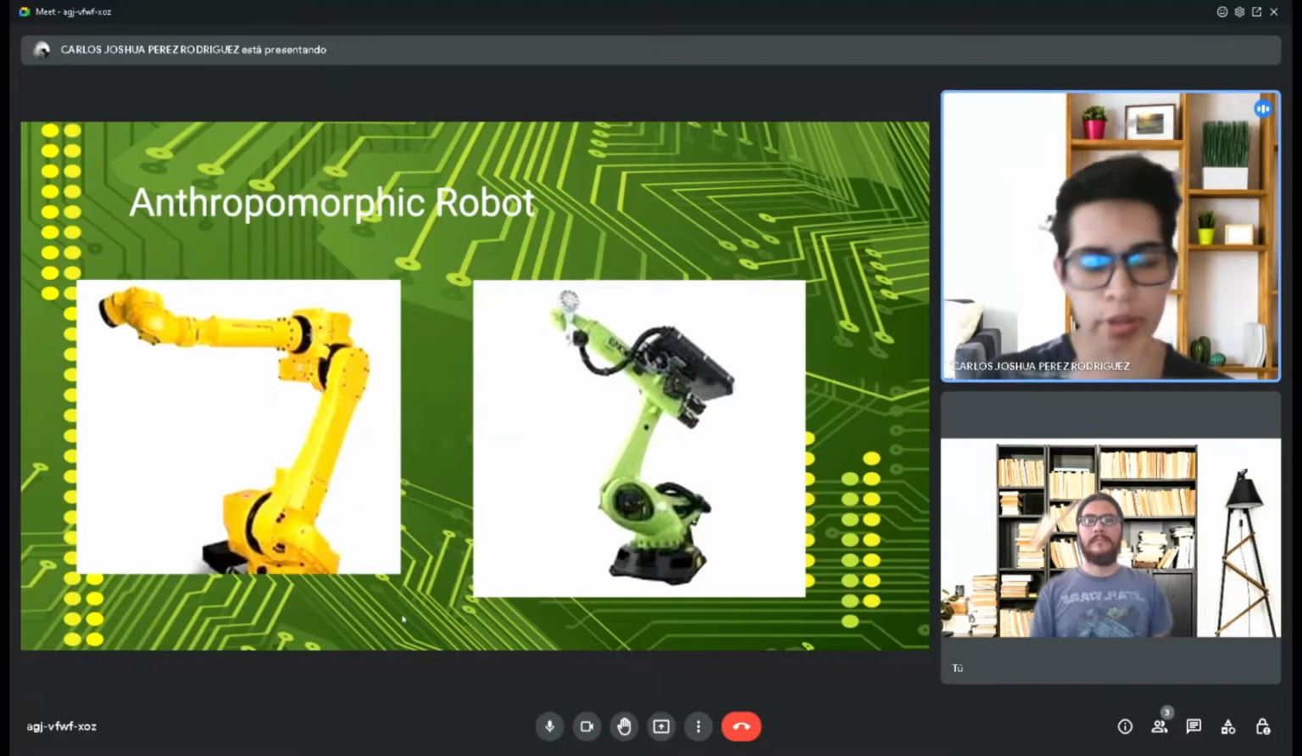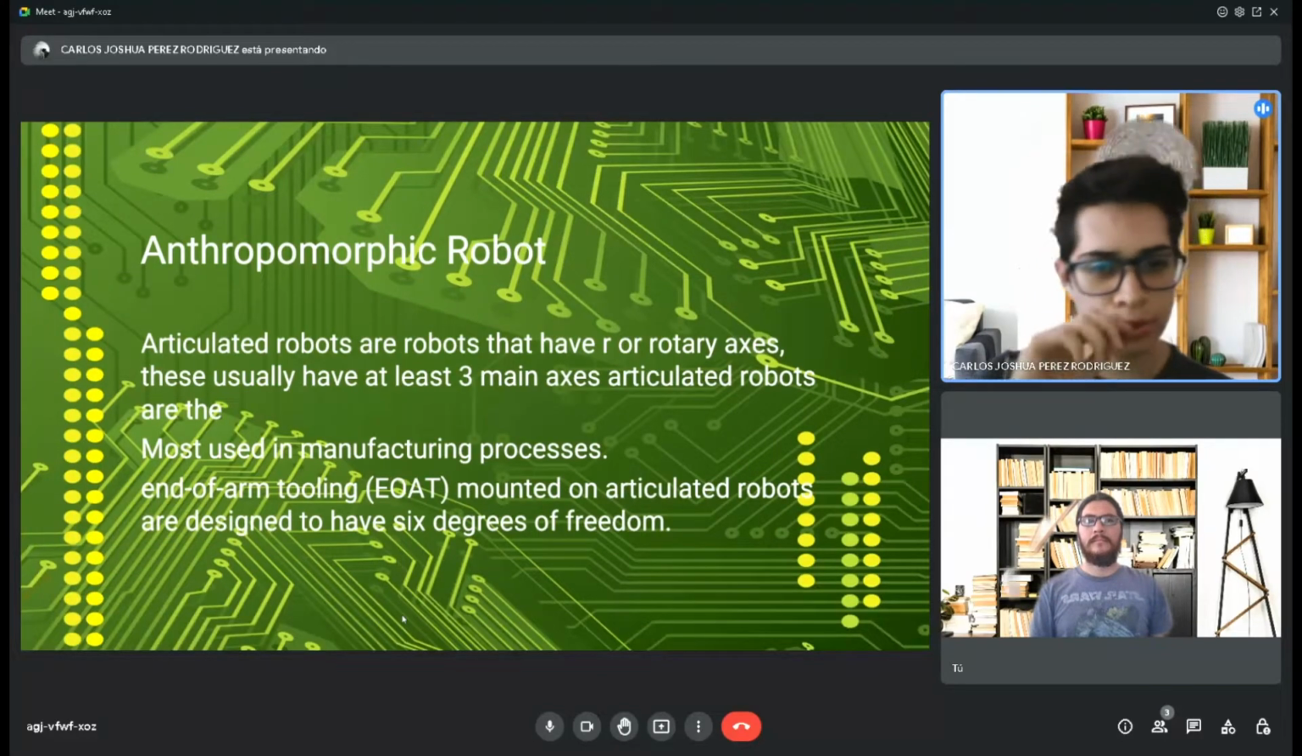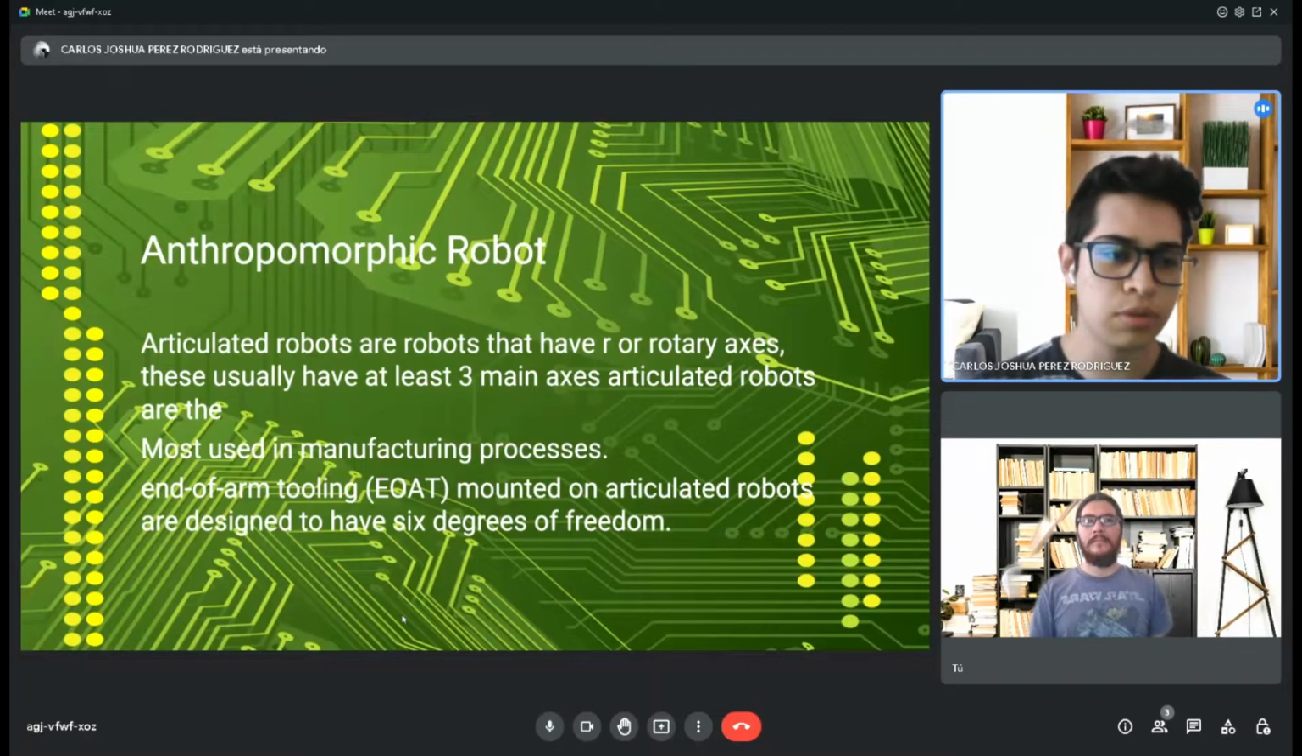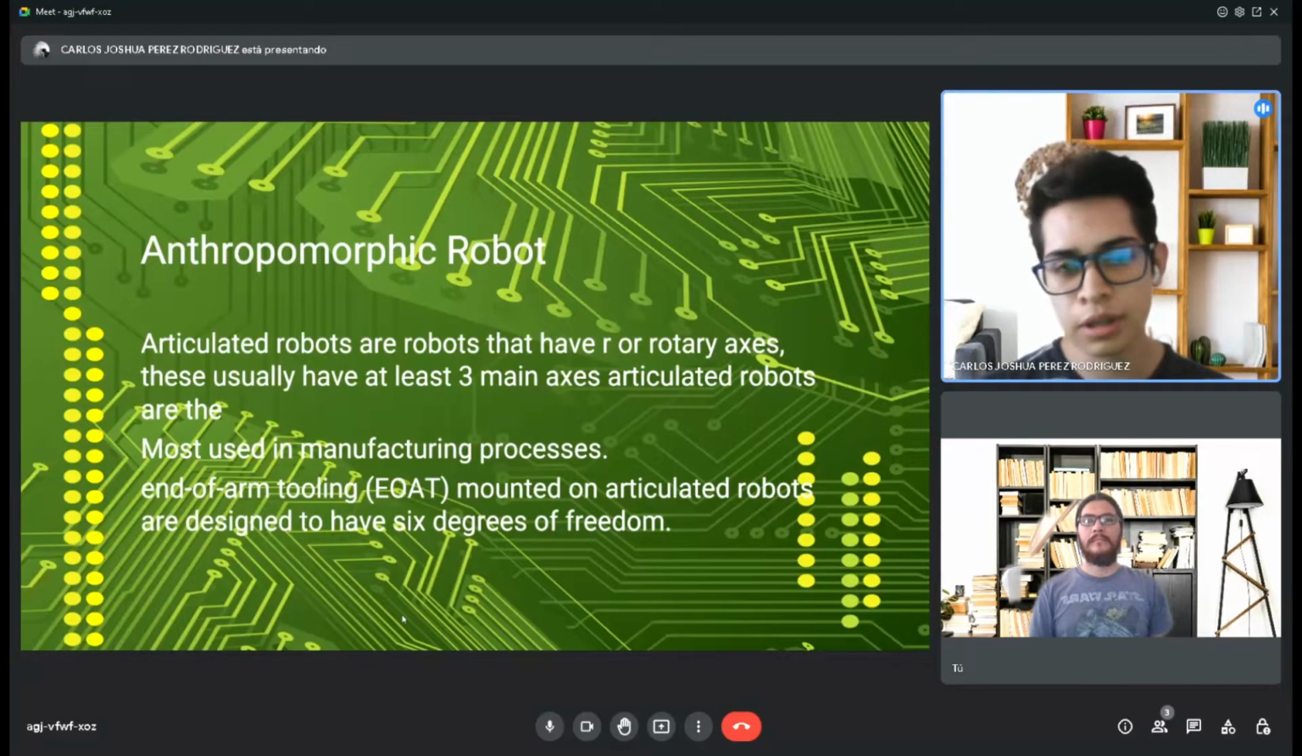First we have the anthropomorphic robot, which is the same as the angular and articulated robot. These robots must have 3 or more rotary axes. These robots are the most used in manufacturing and industrial processes, and they normally have a tool mounted at the end of the arm that is designed to have 6 degrees of freedom.